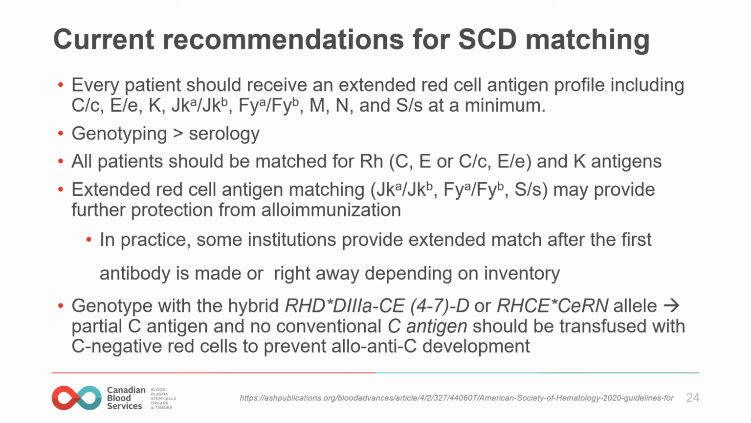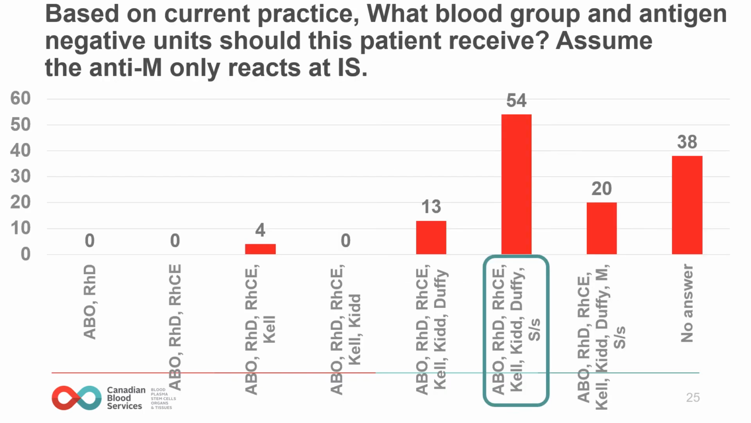Genotype with the hybrid RHD*3A-CE or RHCE-CERN codes for partial C antigen, and no conventional C antigen. These patients should be transfused with C-negative red cells to prevent allo-anti-big C development.